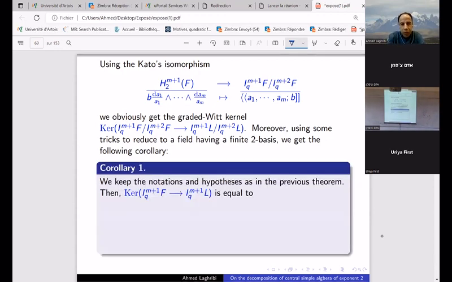So we keep the notations and hypotheses as in the previous theorem, and this kernel, now just the filtration of the Witt group, there is no graduation, is equal to the following. If L is M, we get this kernel. And here you see that we respect the degree. Here you have degree M plus 1. Here you have degree M. And this has degree 1. So we are in degree M plus 1. And it is very strong.